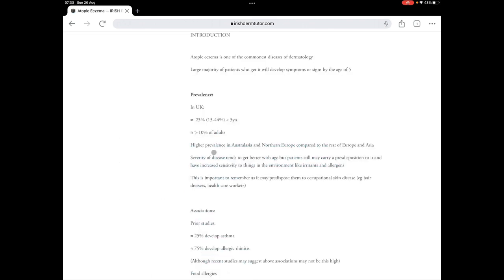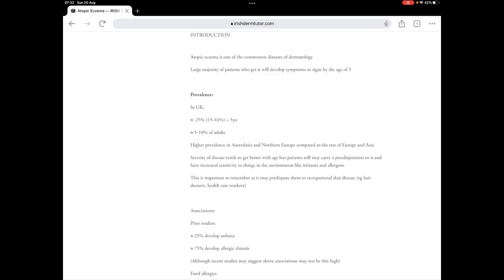Atopic eczema is one of the commonest diseases we see in dermatology. The large majority of patients who do get atopy will develop symptoms or signs by the age of 5. With regards to prevalence in the UK, approximately 25% of people under the age of 5 could have it, with a range of about 15 to 44%. That then decreases with age to account for only about 5 to 10% of adults.